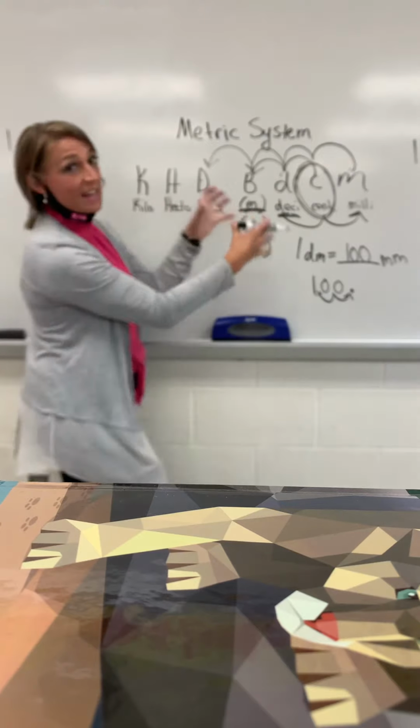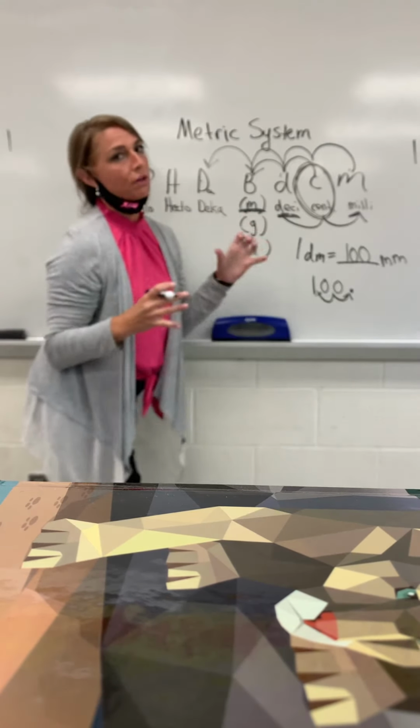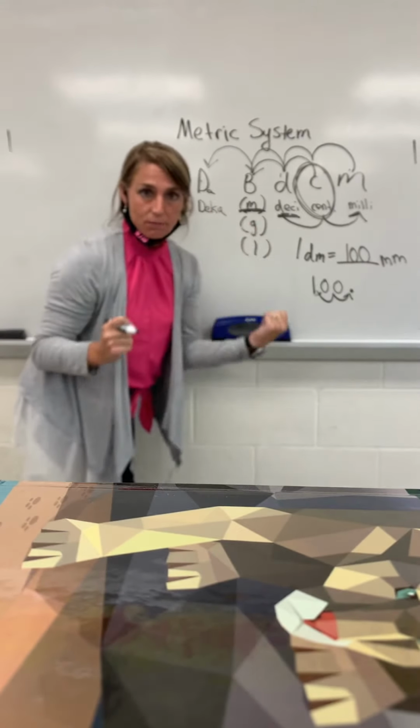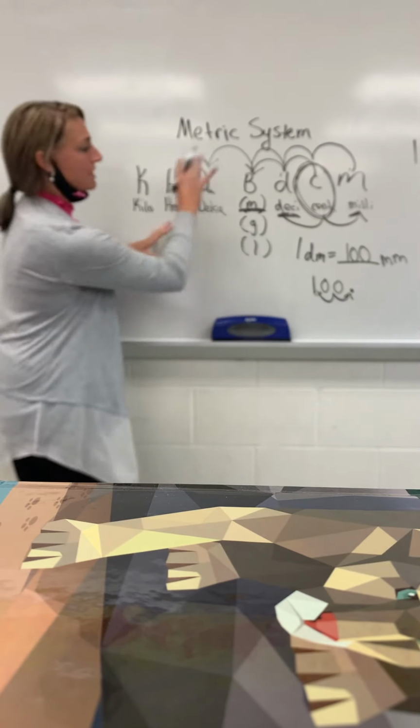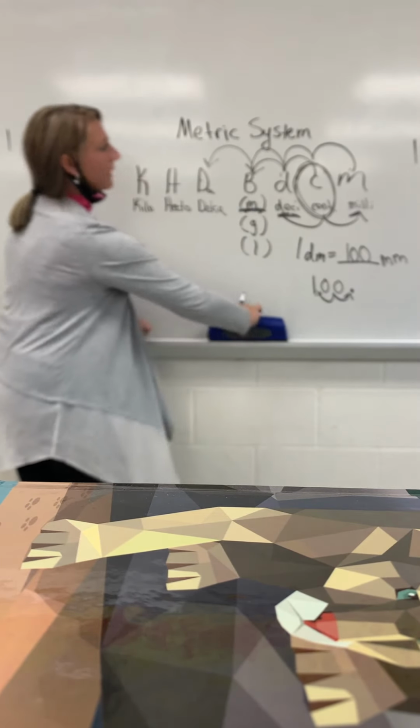So this is a base 10 system. The metric system is so easy to do conversions as long as you're going from a metric unit to a metric unit. So that's a base 10 system.